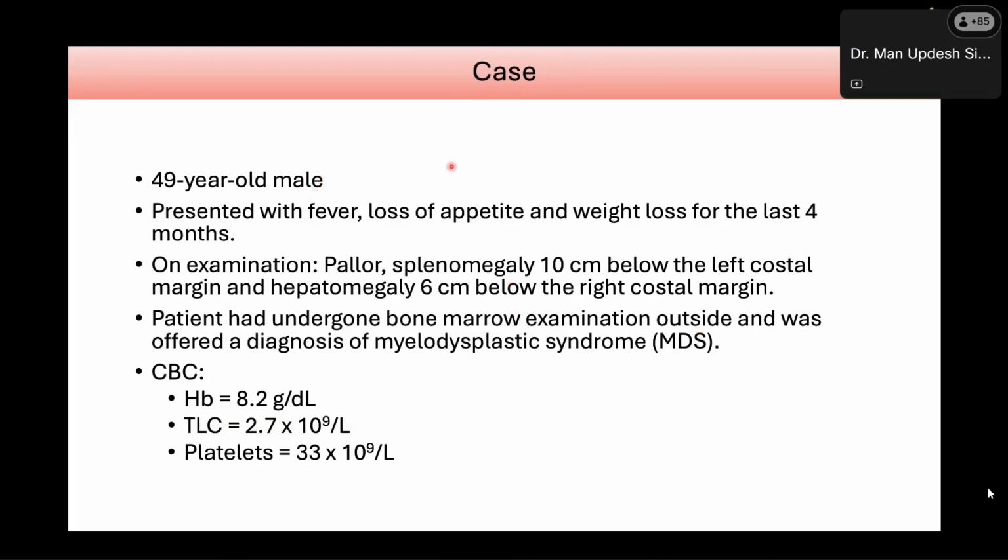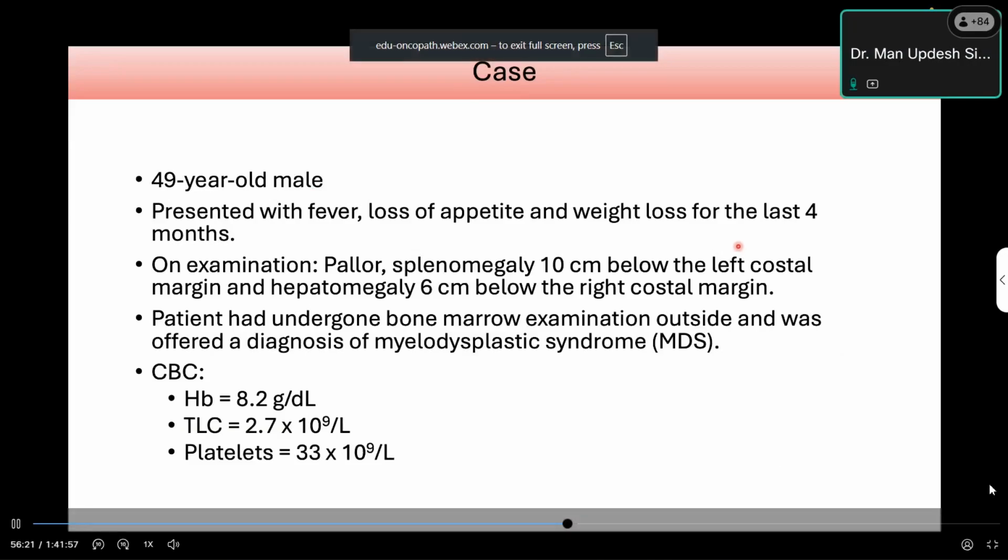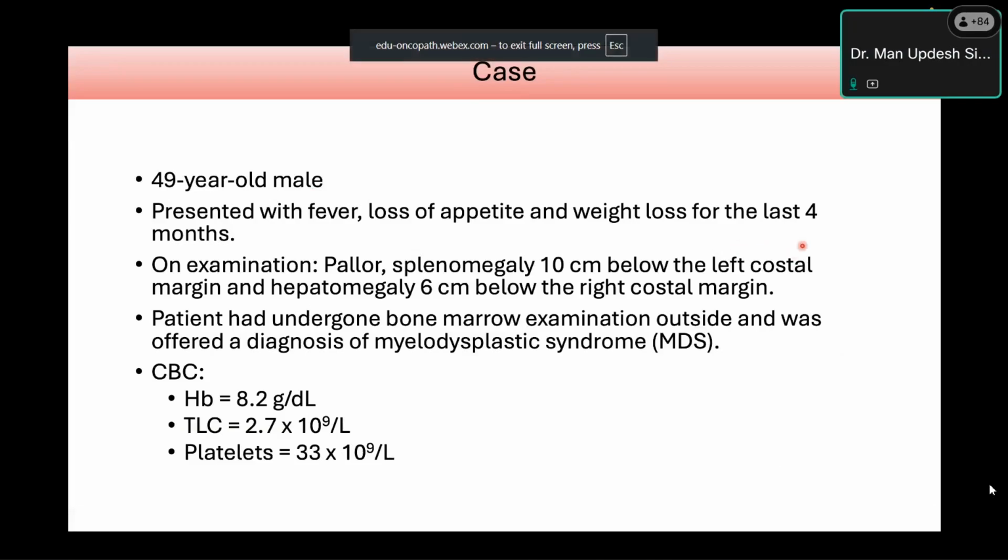Okay, so we go to the next case. It's a 49-year-old male presented with fever, loss of appetite, and weight loss for the last 4 months. So it's a semi-chronic, subacute kind of condition. The patient had pallor, splenomegaly 10 centimeters below the left costal margin, and hepatomegaly 6 centimeters below the right costal margin. The patient was diagnosed on bone marrow as MDS, myelodysplastic syndrome, and was referred to PGI.